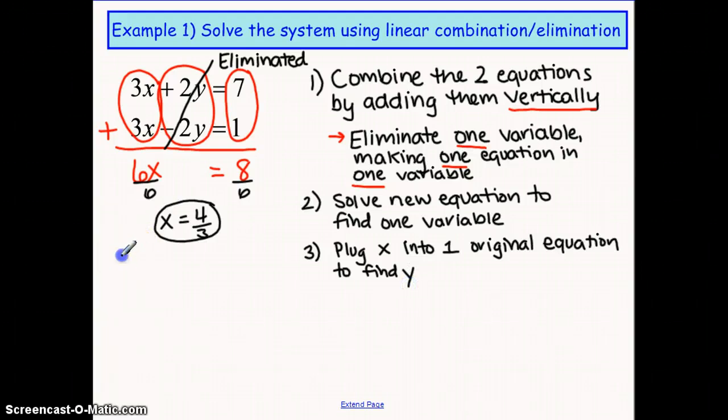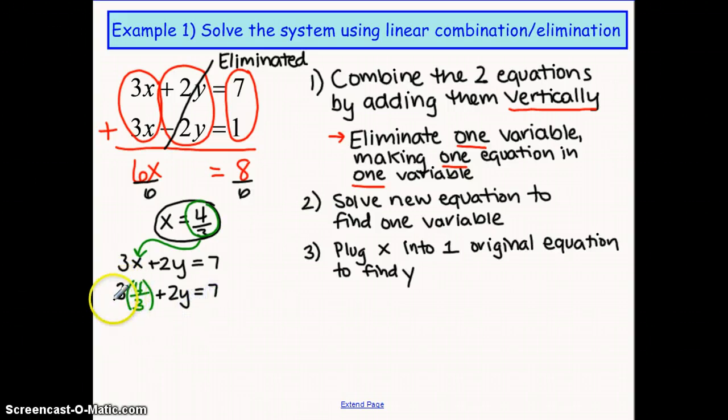So I'm going to use the 3x plus 2y equals 7 equation to use my x to find y. So what I'm going to do is I'm taking this 4/3 and I'm plugging it into this original equation for x. So I'm going to have 3 times my 4/3, so I plugged it in for x. This is the same thing we did in the substitution after we had the value of one variable. And I'm going to add 2y, and that equals 7.